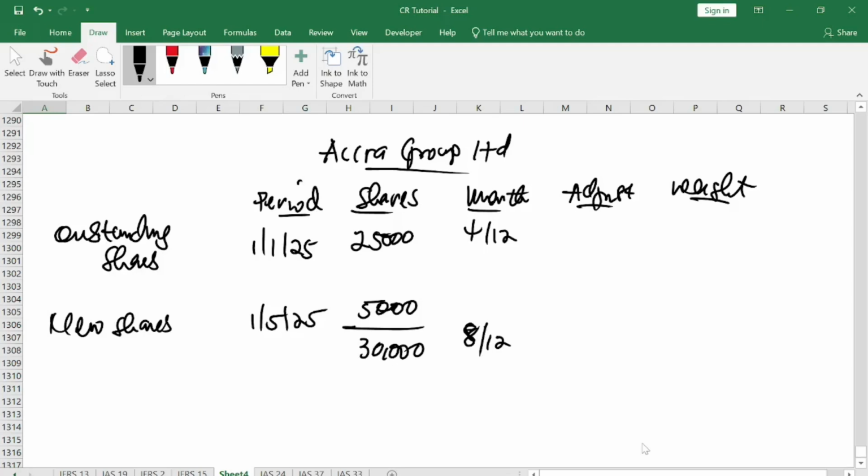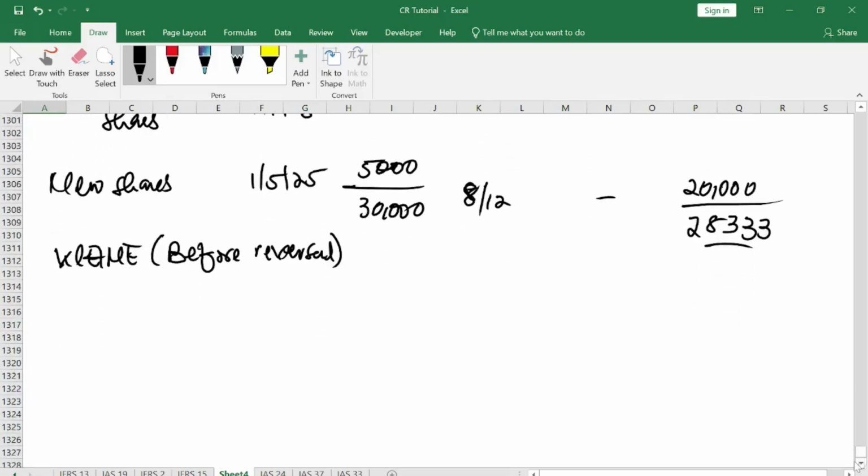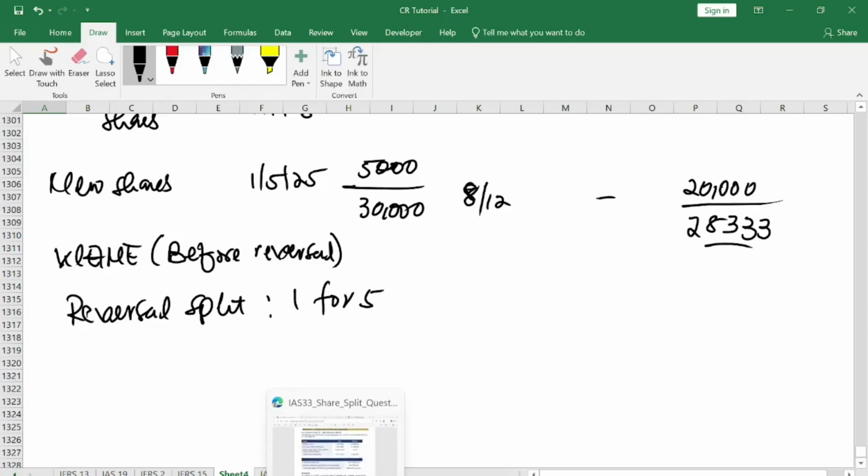So let's weight it. 25,000 times 4 over 12, plus 30,000 times 8 over 12, gives you 28,333. So this is the weighted number before the reversal of the split. Now they've given us that to show we should do the reversal split. Now the reversal split is what? One for five. That's what they said here.